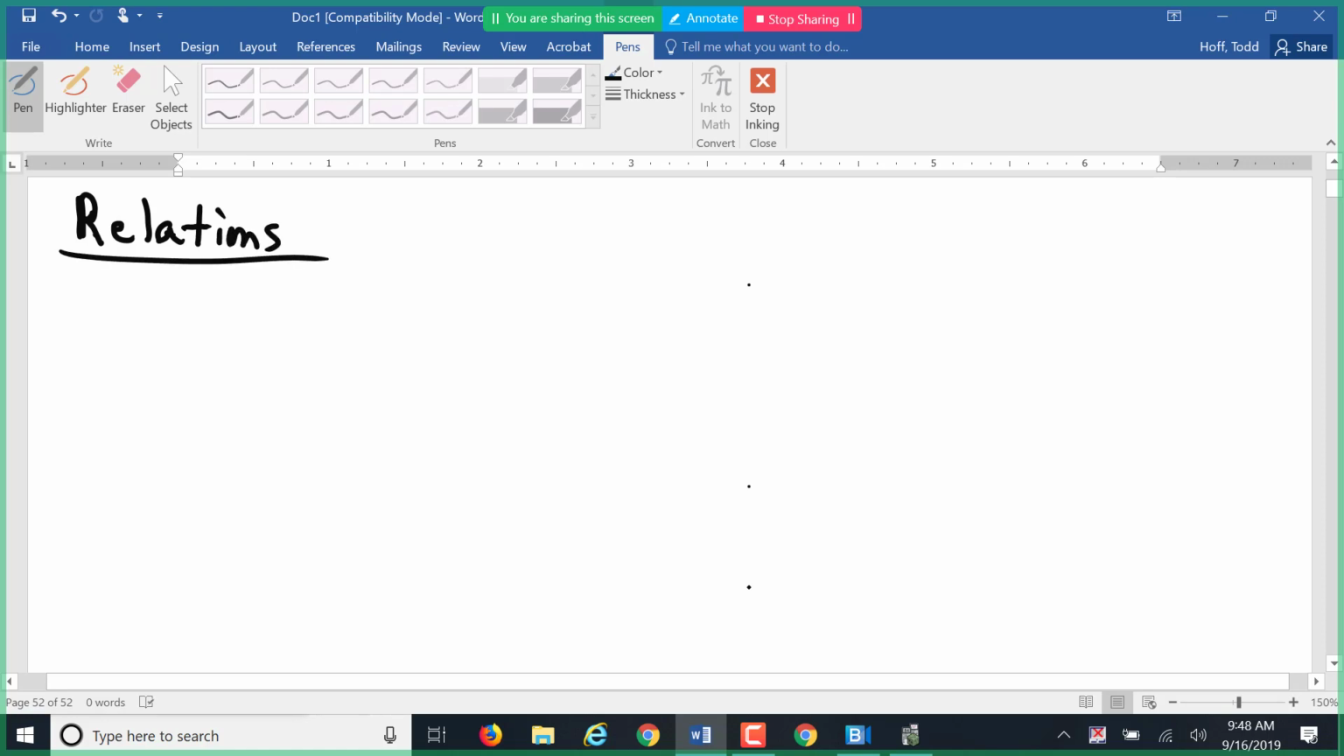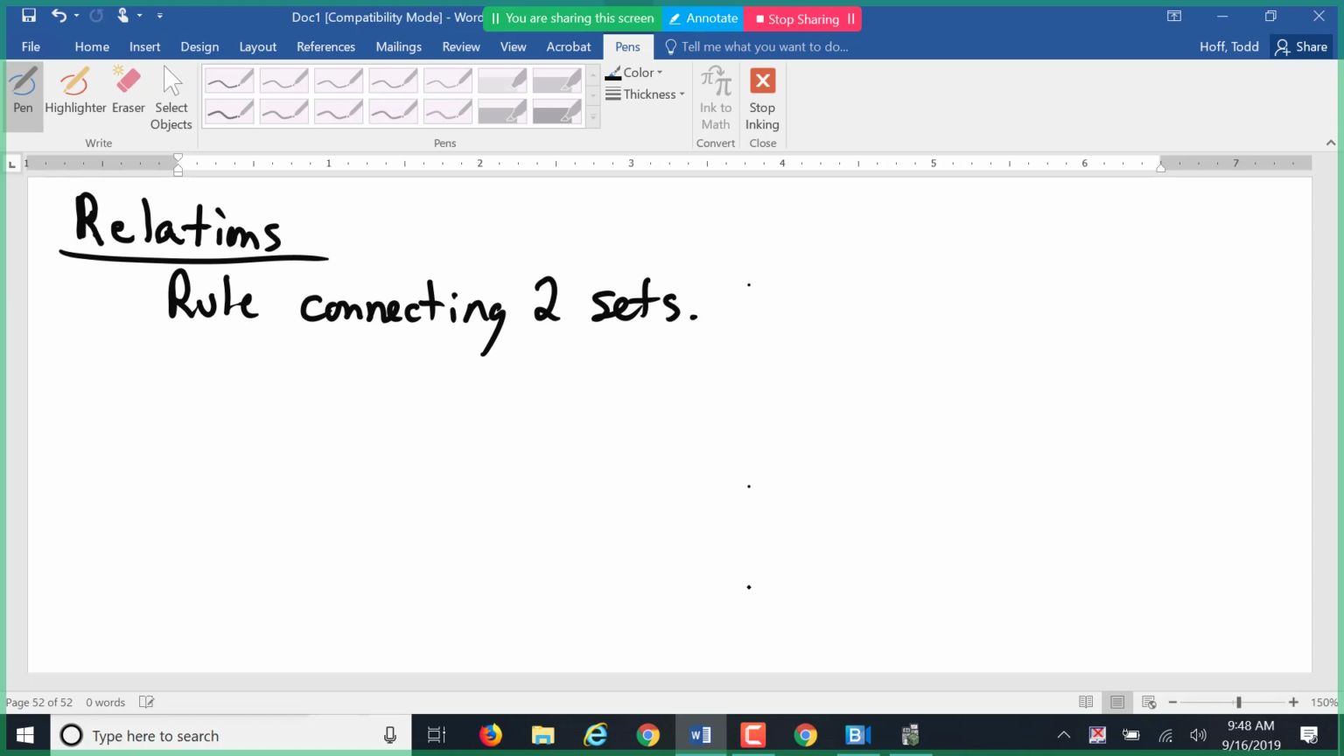A relation is nothing more than a relationship between two sets of numbers. It's some sort of a rule or a connection between two sets of numbers. And I should just say a rule connecting two sets. It technically does not have to be numbers. Being that this is a math class, though, it's mostly going to be numbers.